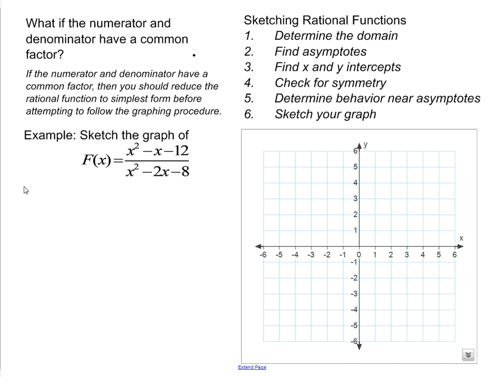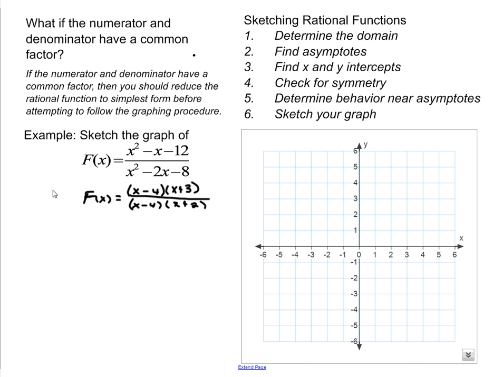But in this case, let's write f of x in factored form to help us out. So here's f of x, right? If I factor it out, I get f of x is equal to, in the numerator, x minus 4 times x plus 3 as the equivalent expression. And in the denominator, I get x minus 4 times x plus 2 as the equivalent expression.